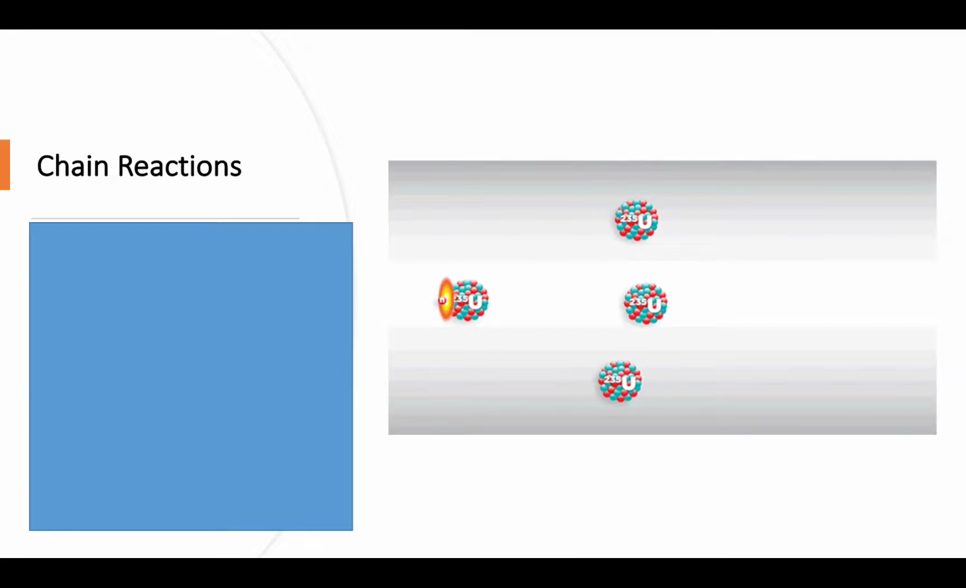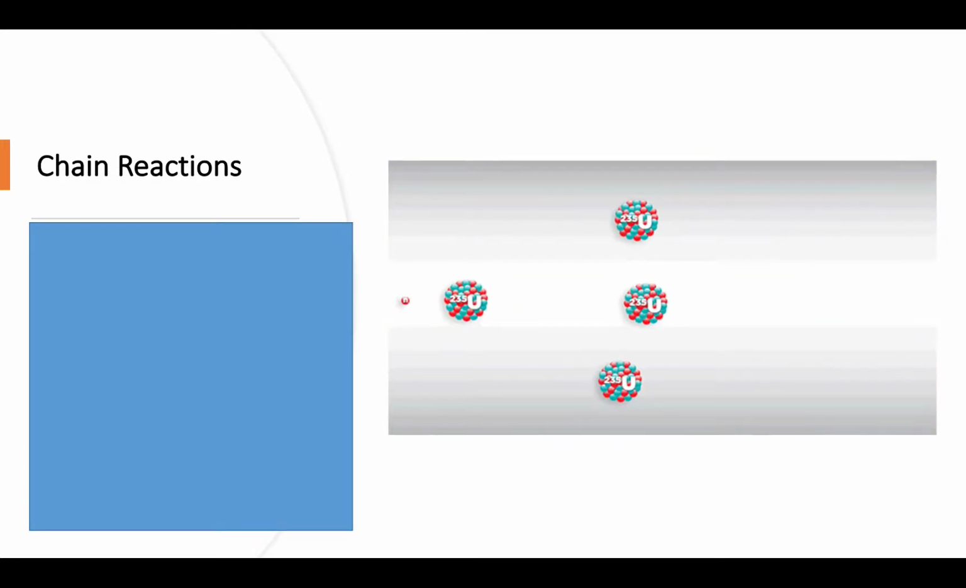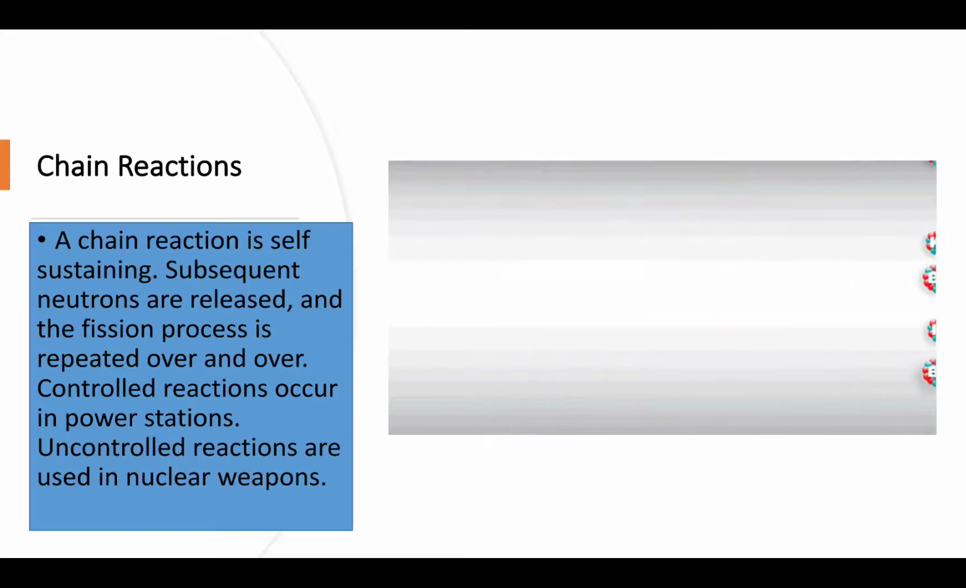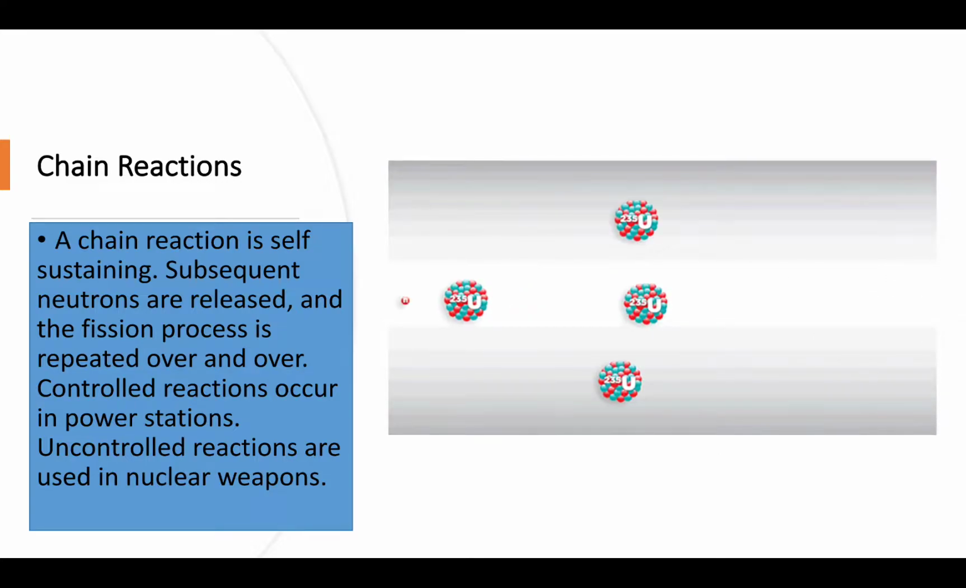In reality, not all of the neutrons that are released will interact with an individual uranium-235 nucleus, but there is a critical mass, where the proportion of neutrons will interact with uranium to sustain a chain reaction. So a chain reaction is self-sustaining. Subsequent neutrons are released, and the fission process is repeated over and over. Controlled reactions occur in power stations. Uncontrolled reactions are used in nuclear weapons.